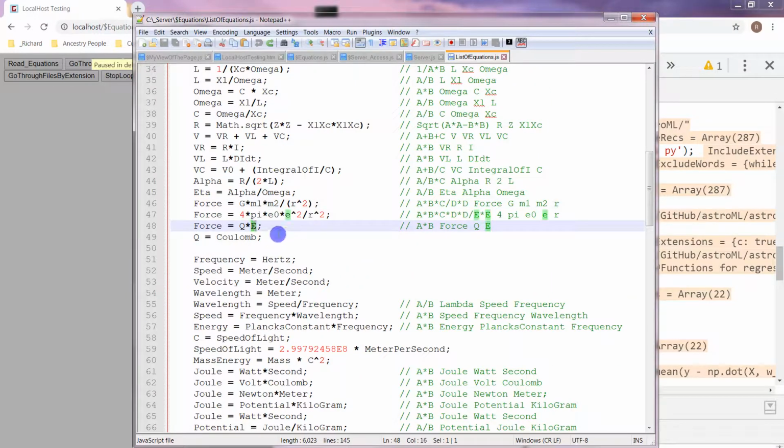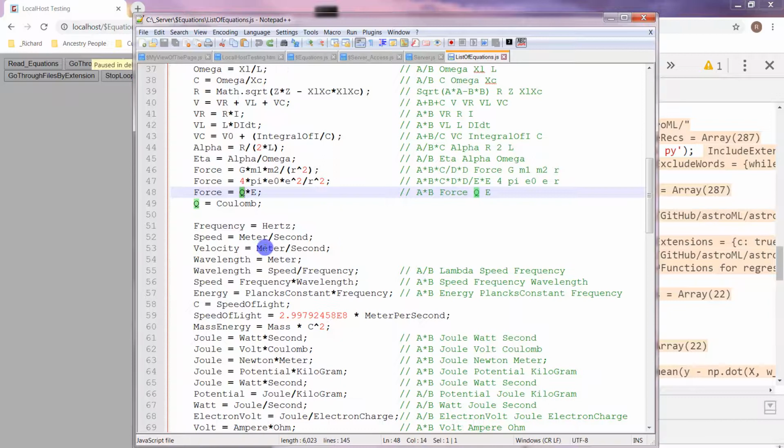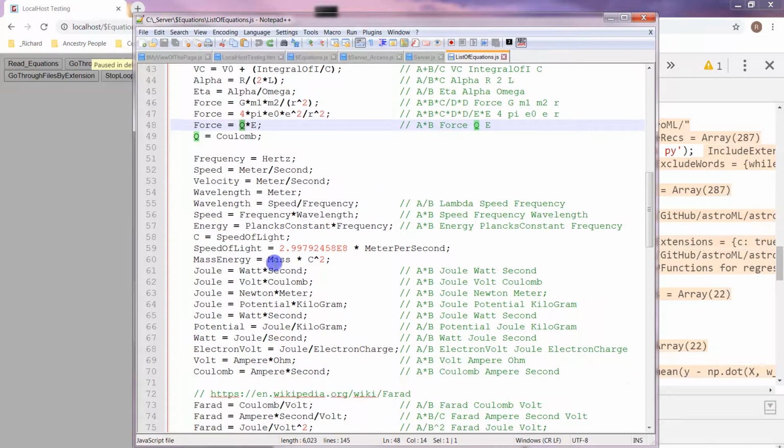That's an electric field, volts per meter. That's a charge in coulombs. Coulomb is about 6.24 times 10 to the 18th electron charges. Okay. Now here I went through another one.